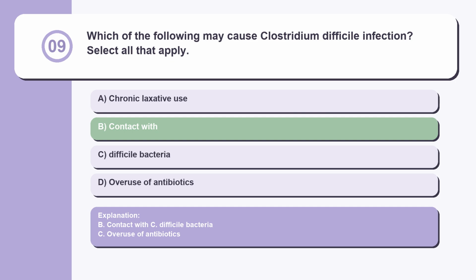B. Contact with C. difficile bacteria. C. Overuse of antibiotics.